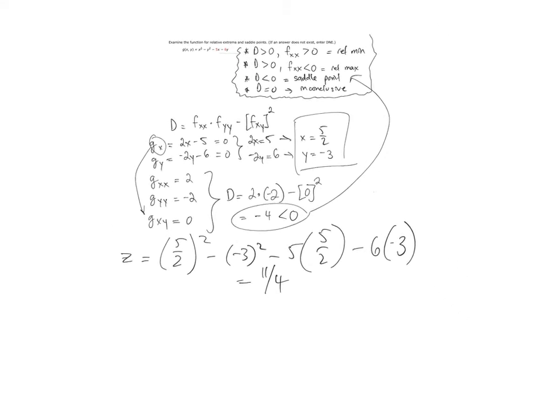So finally, your answer: the saddle point at 5 over 2, negative 3, and 11 over 4. This is your answer.